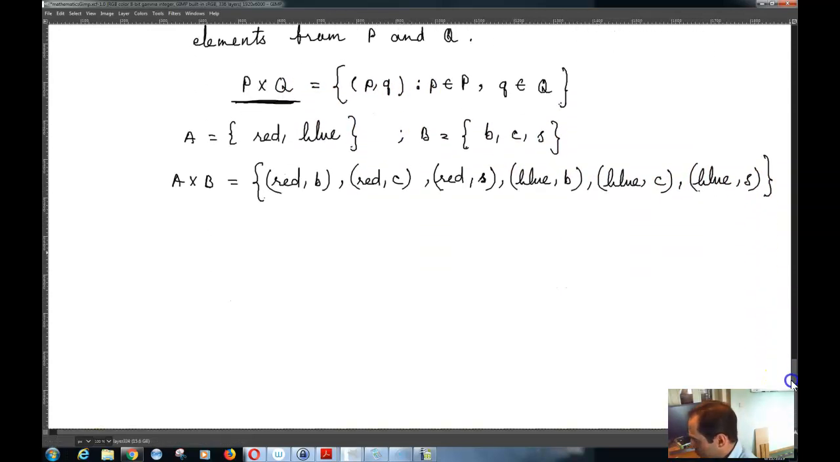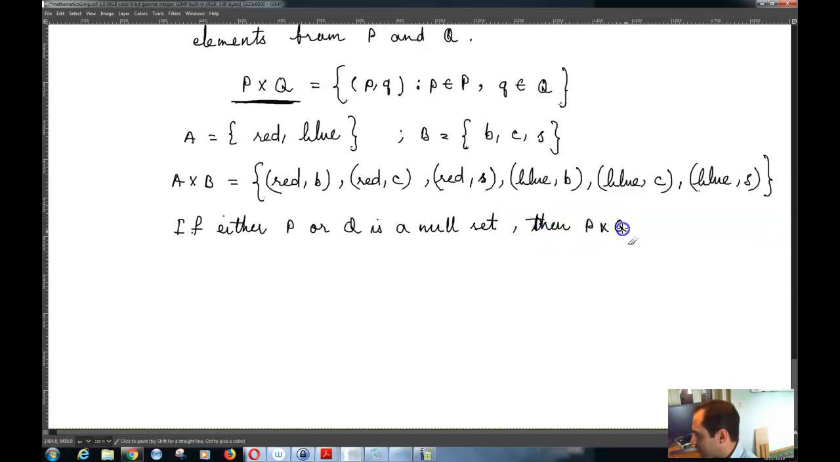Now, intuitively you understand that if either P or Q is a null set, a set that contains nothing, called a null set, then the Cartesian product of P and Q will also be an empty set.